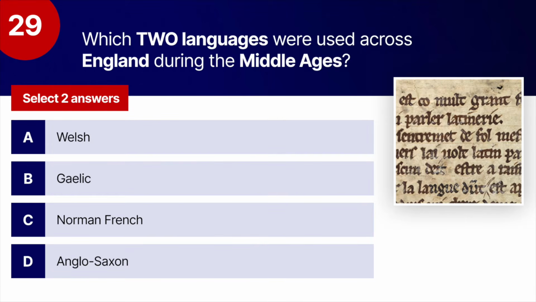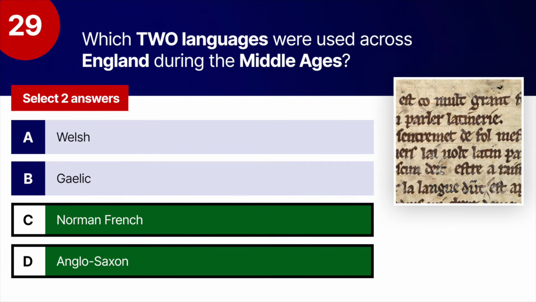Which two languages were used across England during the Middle Ages? A. Welsh, B. Gaelic, C. Norman French, D. Anglo-Saxon. The answers are C. Norman French and D. Anglo-Saxon.